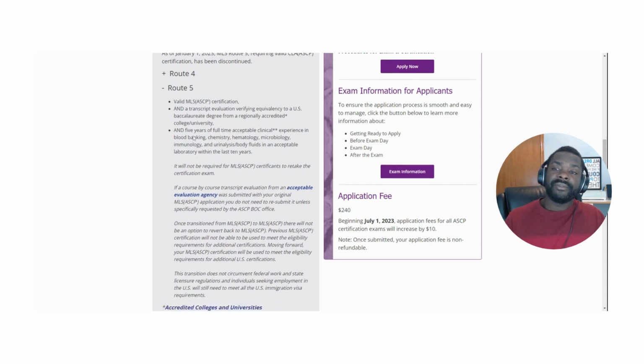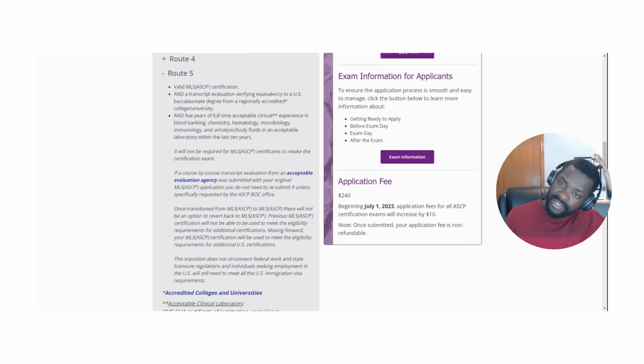Let's go to Route 5. Now, Route 5, you must have, again, valid MLS ASCPI certification. Now, this is when our friends, the international certificants, are trying to move from ASCPI to ASCP. All right. So, of course, you should have your valid MLS ASCPI.